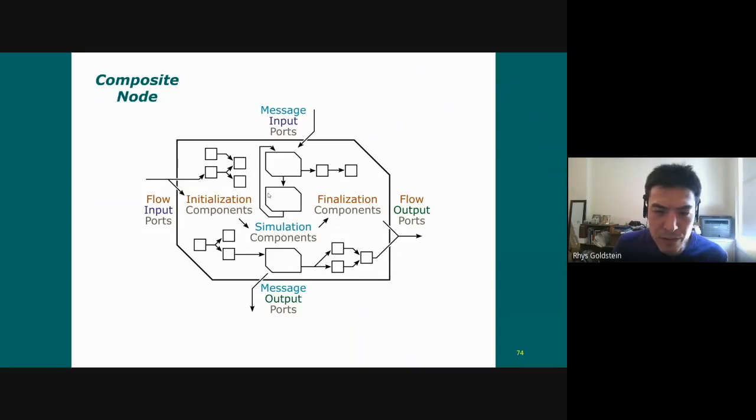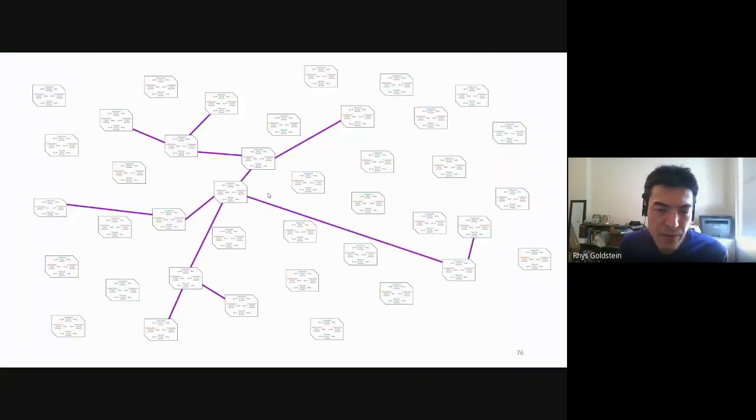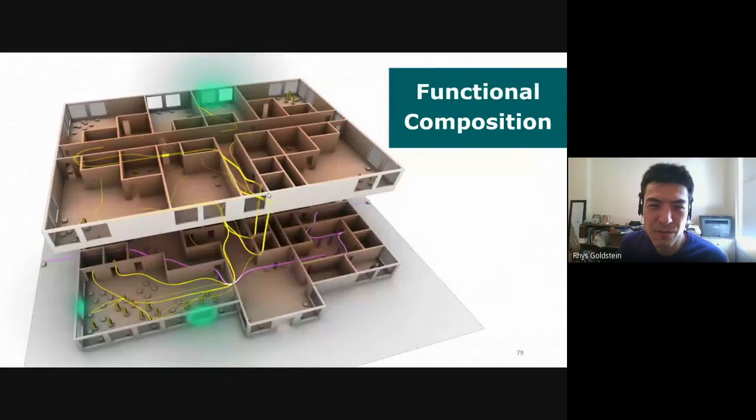Okay, let's look further inside. The most important part is these simulation components, which are, of course, other nodes, atomic or composite, and those are the ones that interact during a simulation. We've seen this before when I showed you this image. You have a set of nodes, you connect them together, but those connections are done within a composite node, which could also be added to the repository. Now let's think, what type of composition is most suitable for this approach? Is it topological composition, spatial composition, or functional composition?